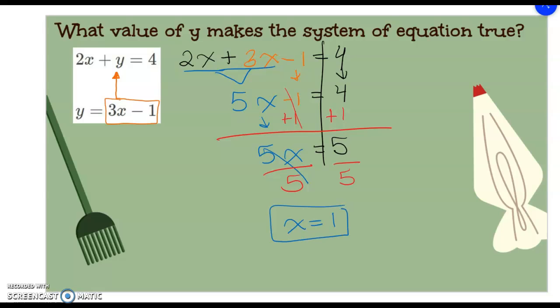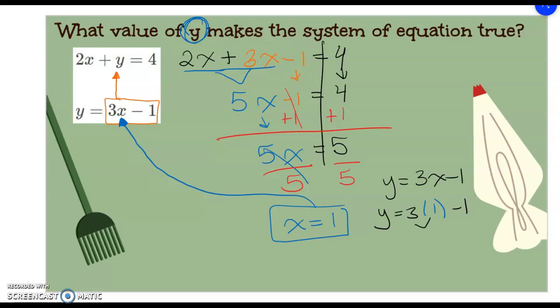So yes, I figured out what x is, but the actual question asks, what is y? Now that I know what x is, all I have to do is plug it back into one equation. It doesn't matter which one. I prefer this one right here because I can clearly see that y equals some number. So I have y equals 3x minus 1 is the equation I'm plugging it into. So I have 1 times 3 minus 1. 3 times 1 is 3. Minus 1 is going to give me 2. So for this question, if it asks you what is the value of y, you would say 2.